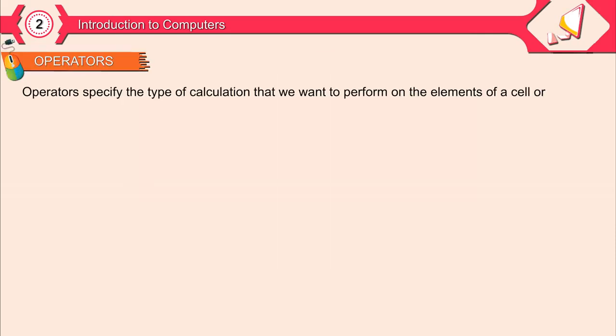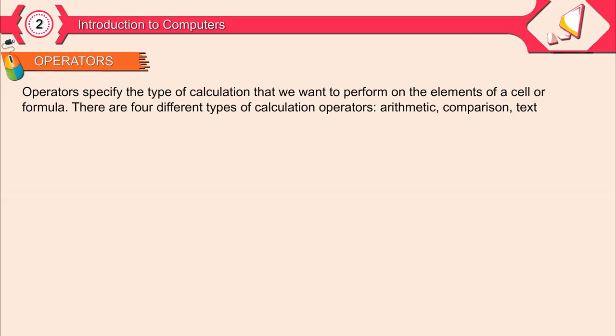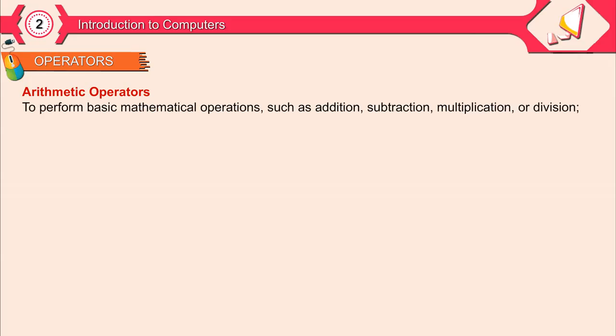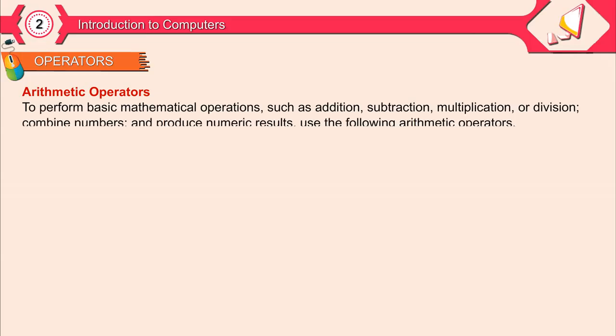Operators. Operators specify the type of calculation that we want to perform on the elements of a cell or formula. There are 4 different types of calculation operators: arithmetic, comparison, text concatenation, and reference. Arithmetic operators. To perform basic mathematical operations such as addition, subtraction, multiplication or division, combine numbers, and produce numeric results, use the following arithmetic operators.